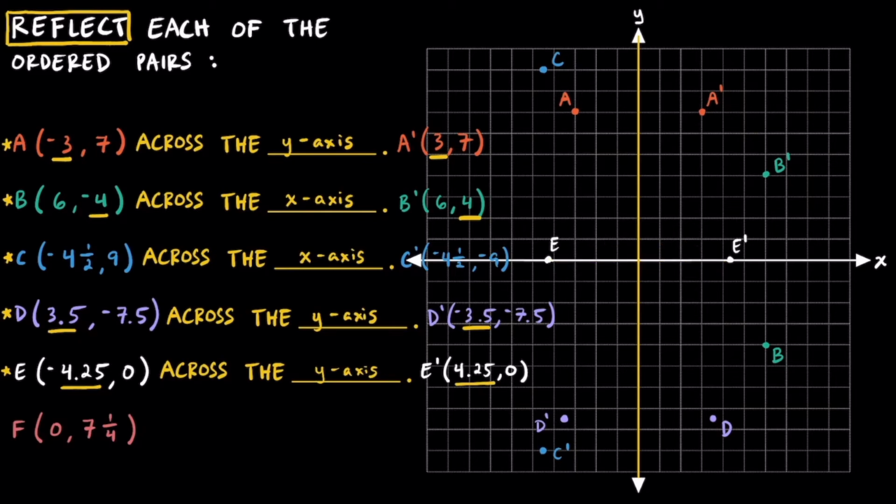And finally, for point F, let's plot it by starting at the origin, not moving left or right, and then moving up 7.25 units. For this final example, let's reflect it across the x-axis, and since point F is 7.25 units above the x-axis, then its reflection, F prime, has to be 7.25 units below the x-axis. F prime is located at 0, -7.25, or also along the y-axis.